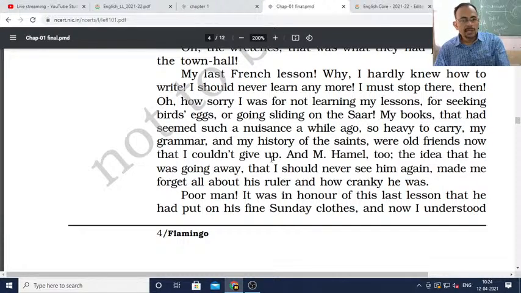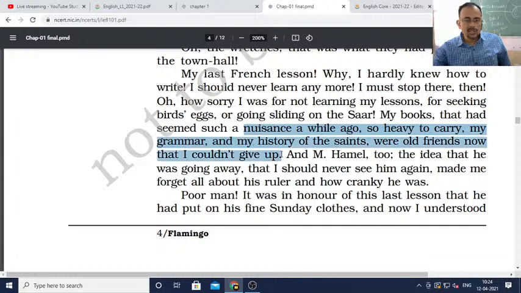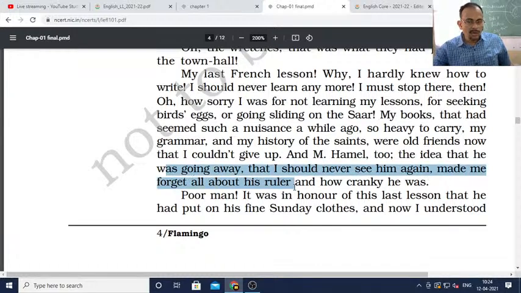That is why he has started repenting for the neglect that he has done to his language lesson. "So happy to carry my grammar and my history of the saints, were old friends now that I couldn't give up." He said that suddenly he has started becoming sincere with his books, and M. Hamel too. "The idea that he was going away, that I should never see him again, made me forget all about his ruler and how cranky he was."